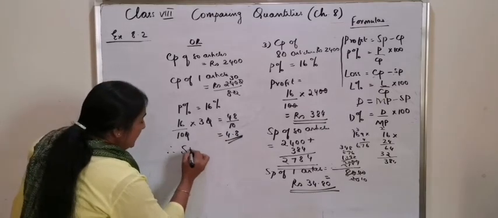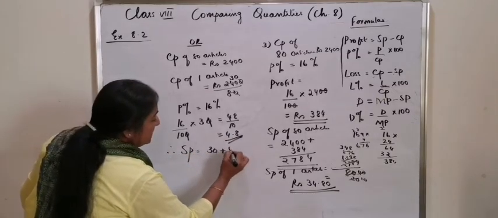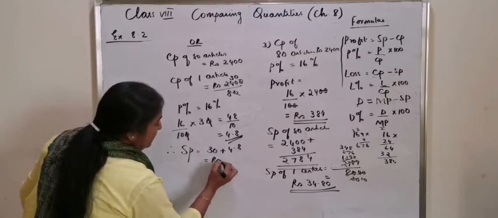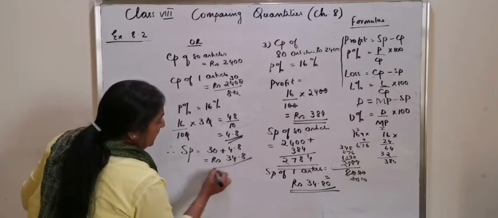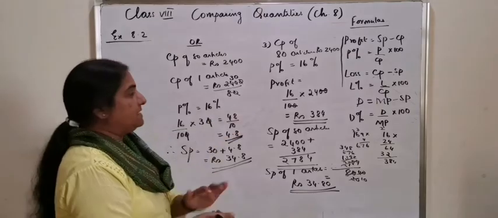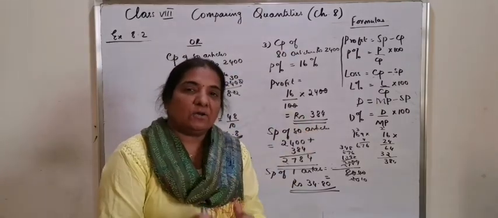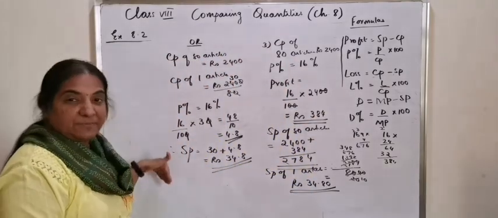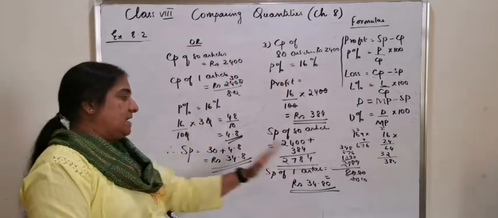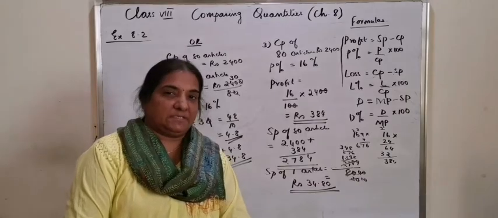Therefore, what is the selling price? This 30 rupees plus 4.8 rupees, or rupees 34.8. Both ways, that means a profit of 16% for all the 80 articles, or a profit of 16% for the single article, the same answer will be obtained.